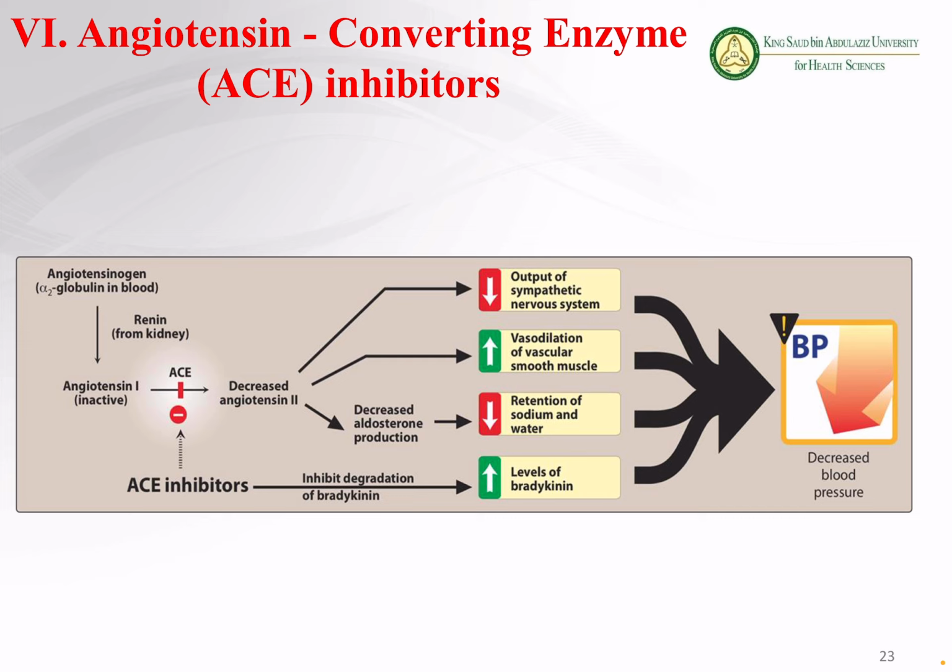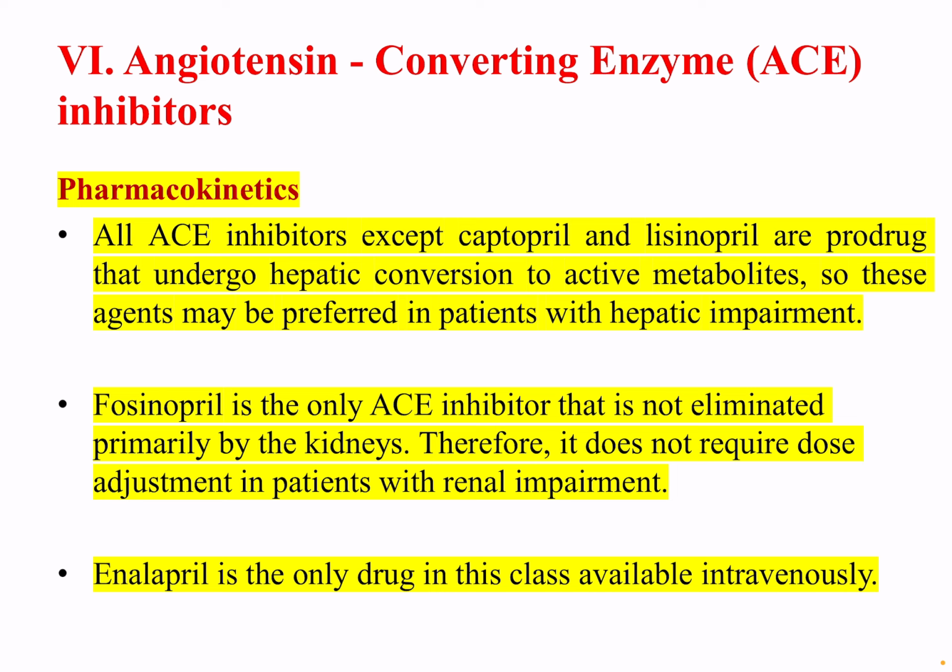So we prefer captopril and lisinopril in patients with hepatic impairment. Because we know that in hepatic impairment, they cannot convert into active metabolite. So we prefer these drugs which are not considered prodrugs. Fosinopril is the only ACE inhibitor that is not eliminated primarily by the kidney. Therefore, it does not require dose adjustment with renal impairment.